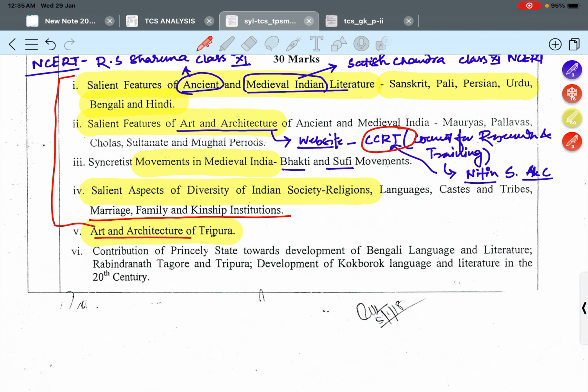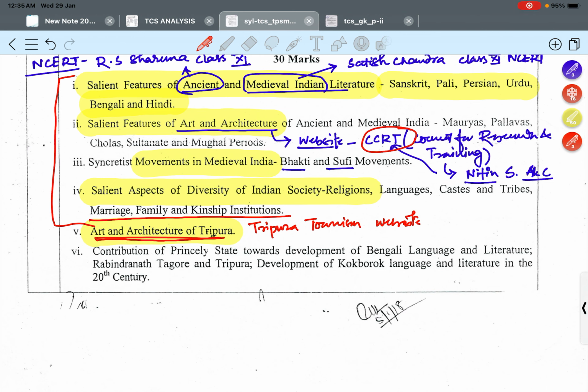Now for art and architecture of Tripura. This one, from where I did it was the Tripura tourism website. In the website you will get everything, like for example if it is Unakoti, who built it, why it was built, and what is the location, everything you will get from that website.